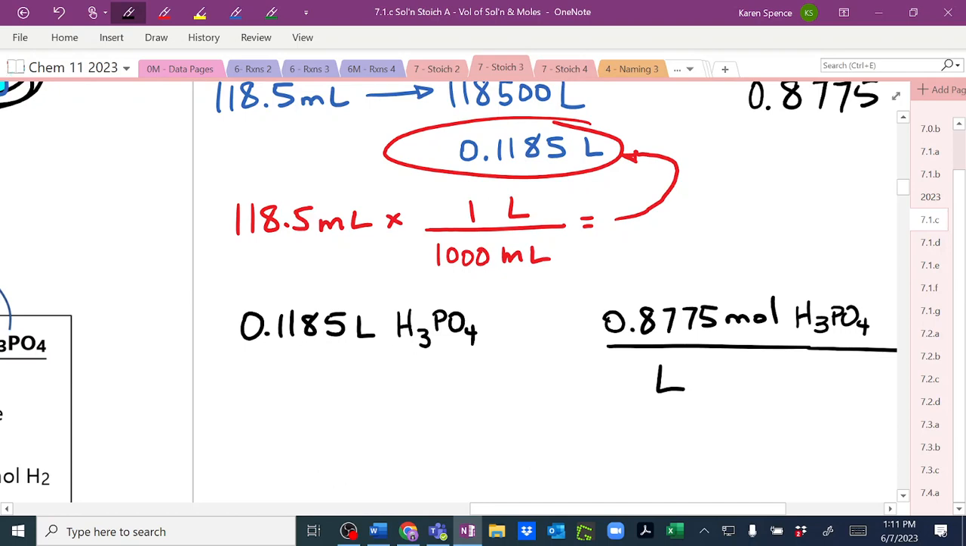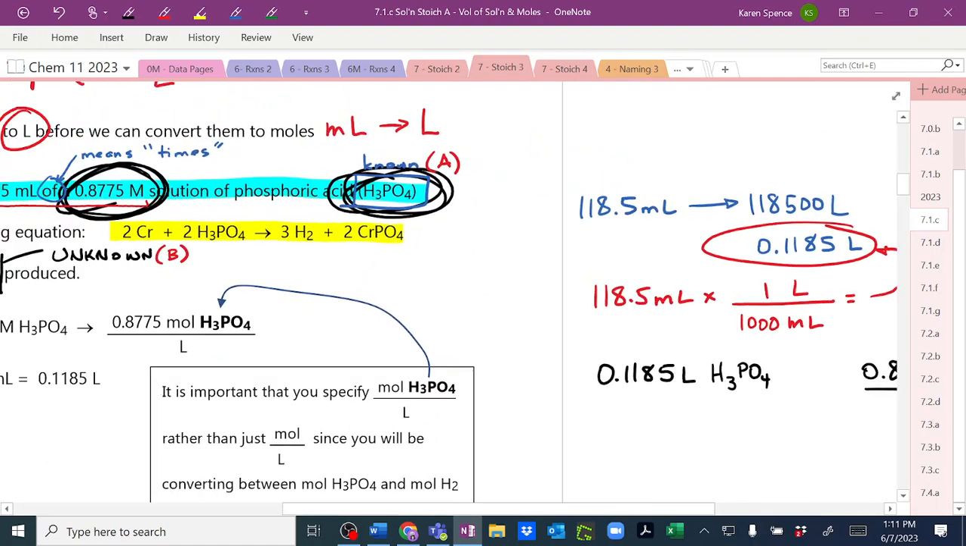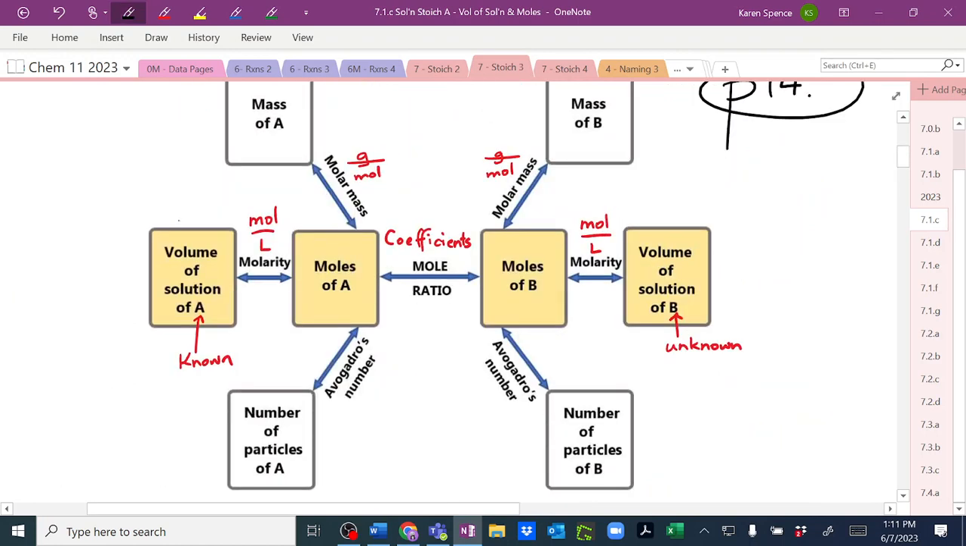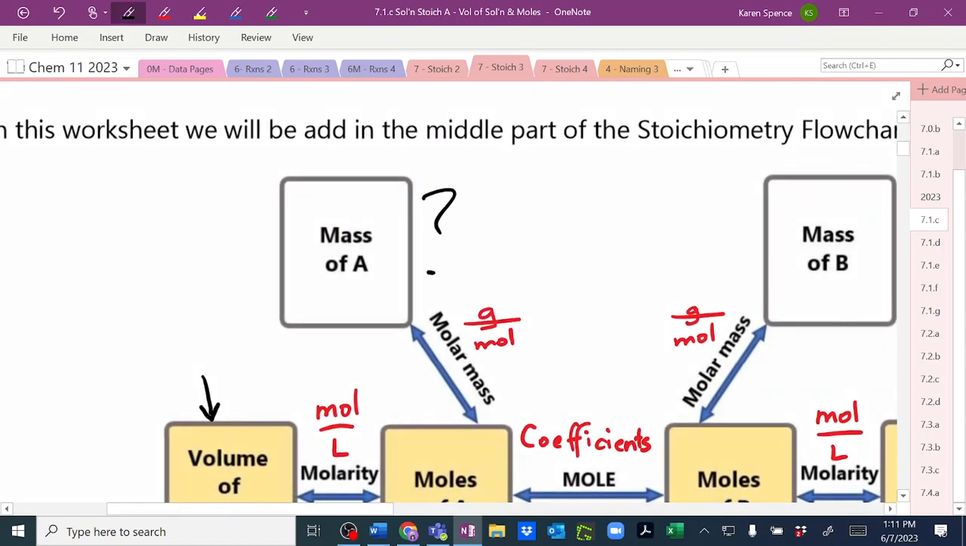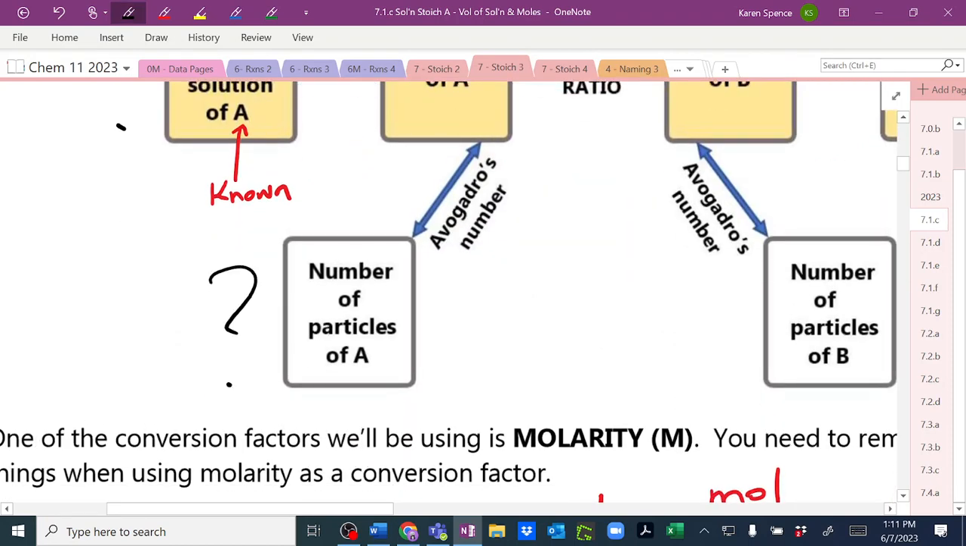We've got our stuff set up. Now let's take a look at our little chart and say, what are we starting with? We're starting with the volume of the solution. Is there any choice for starting with the molarity? No. If you've got a volume and a molarity, your initial quantity is the volume, not the molarity. The molarity is the conversion factor. So let's go over here.